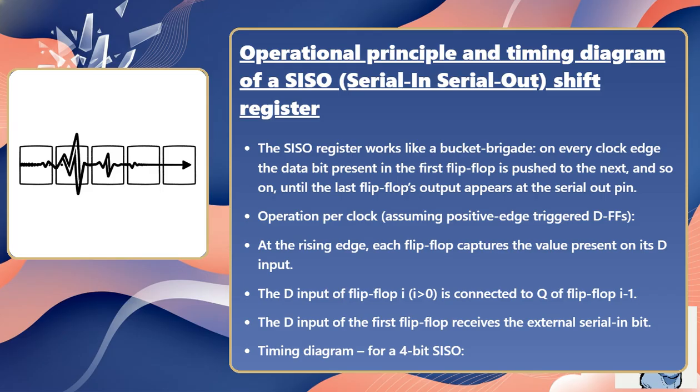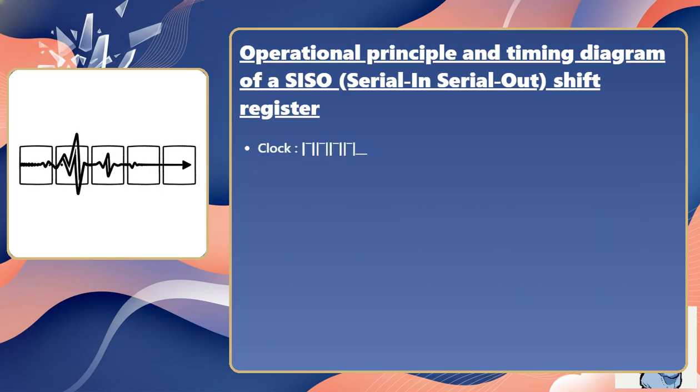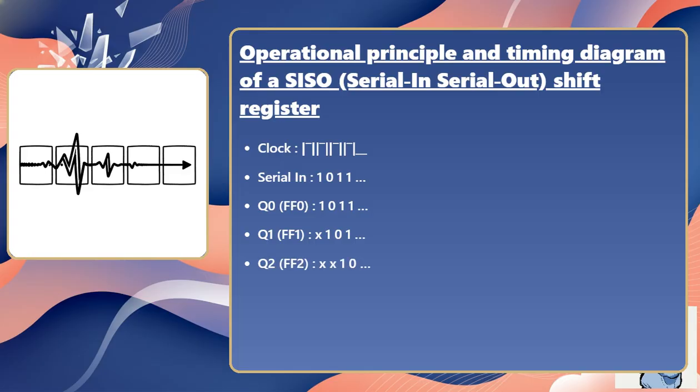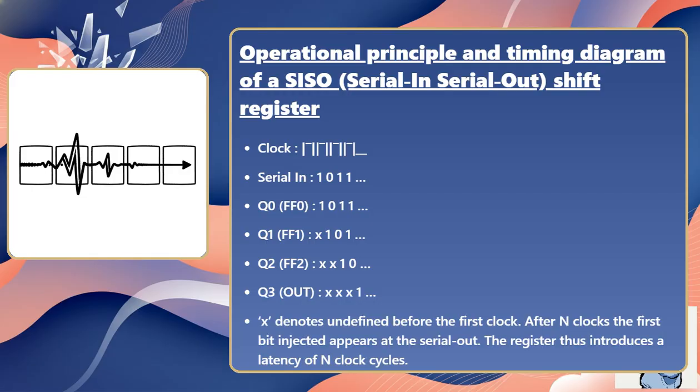Timing diagram for a 4-bit SISO. Clock: low, high, low, high, low, high, low, high. Serial in: 1011... Q0, flip-flop 0: 1011... Q1, flip-flop 1: unknown, 101... Q2, flip-flop 2: unknown, 10... Q3, output: unknown, 1... X denotes undefined before the first clock.